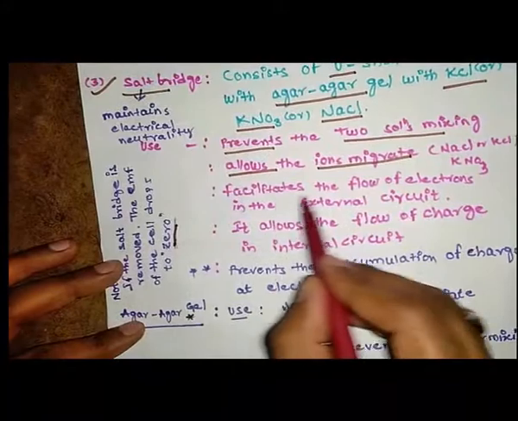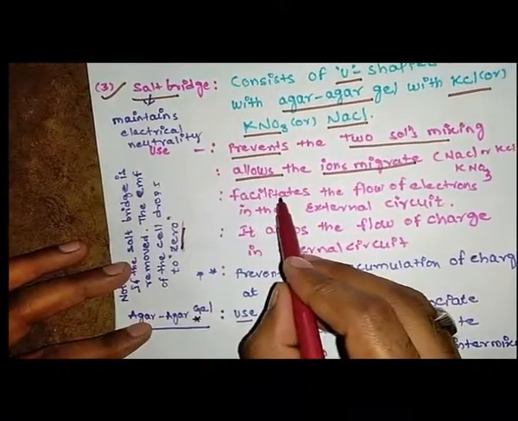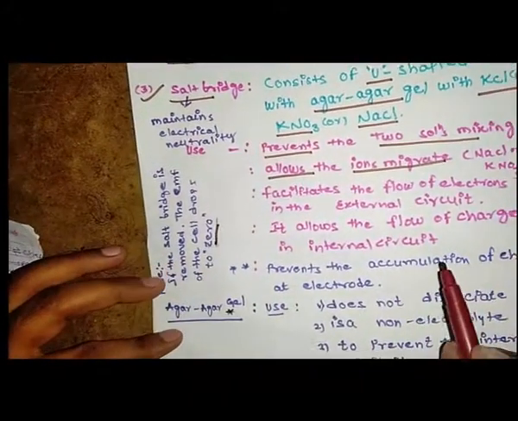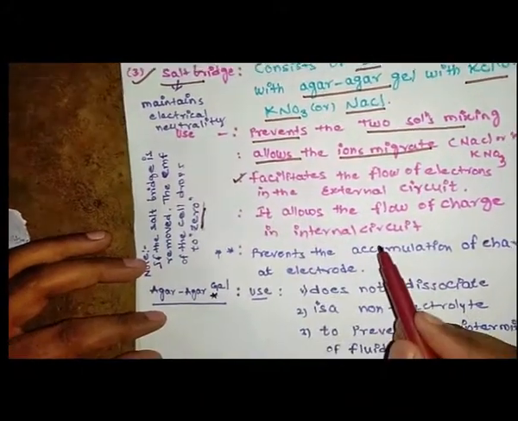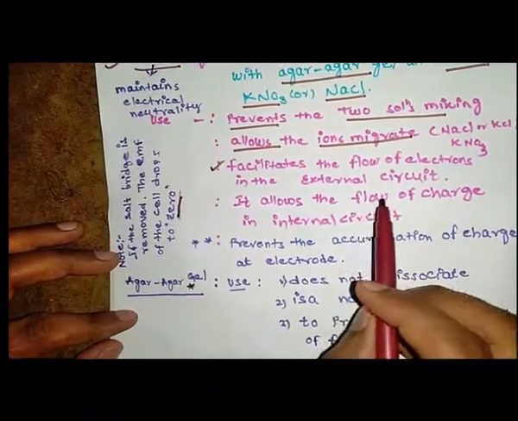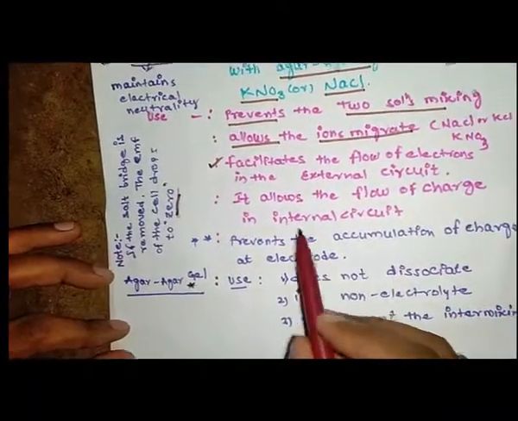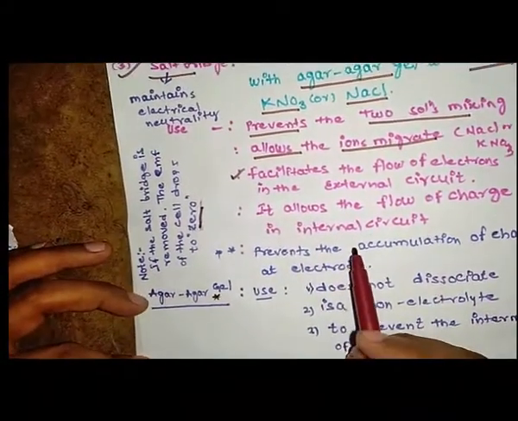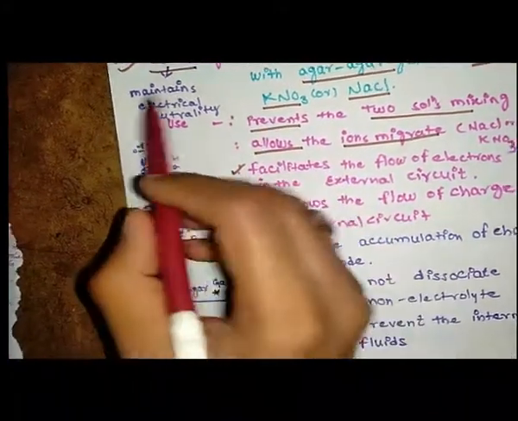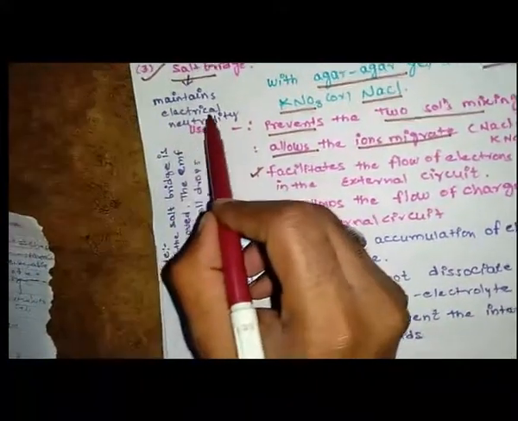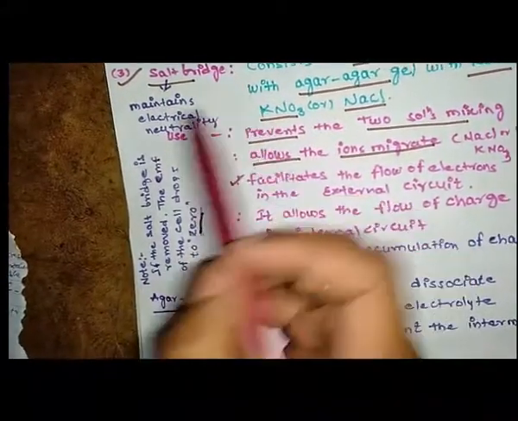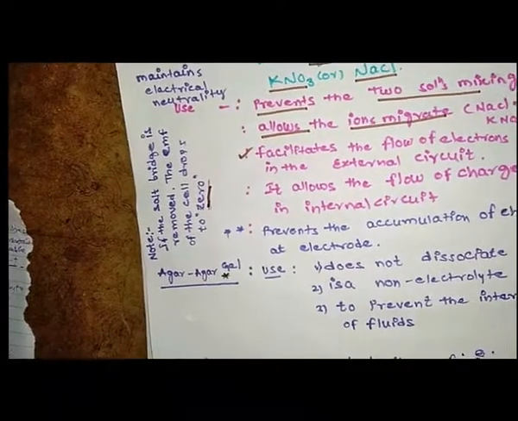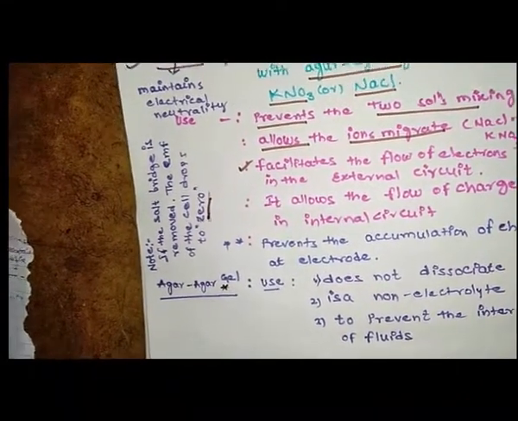And next one, it facilitates the flow of electrons in the external circuit, and it allows the flow of charge in the internal circuit. Right now to see the main point, the salt bridge maintains the electrical neutrality. The use of salt bridge mainly here is to maintain the electrical neutrality.